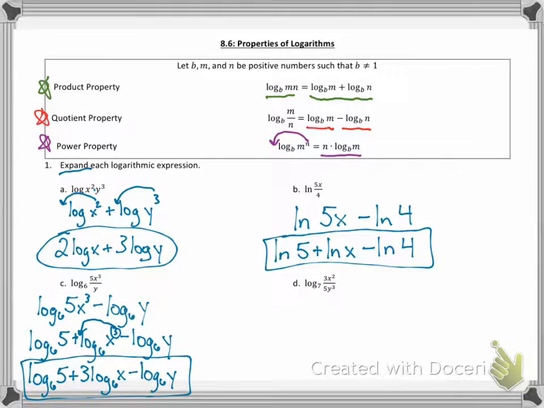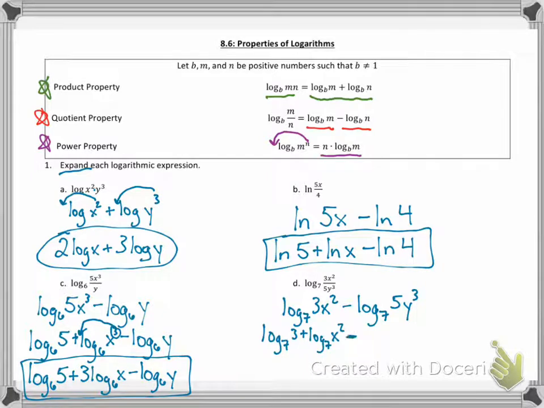D, same idea. I see a fraction. That's the first thing I want to tackle. So log base 7 of 3x squared minus log base 7 of 5y cubed. Next thing I want to tackle is anything that's being multiplied together. So I see it in two different spots. I see 3 times x squared. I see 5 times y cubed. Those need to be broken apart by addition. So log base 7 of 3 plus log base 7 of x squared.